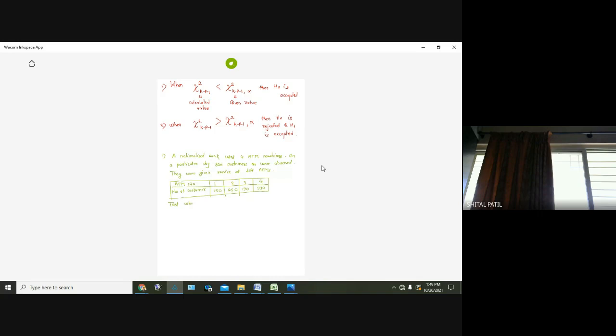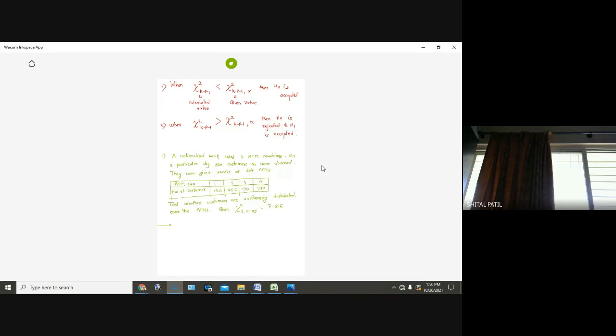Test whether customers are uniformly distributed over the ATMs. Given solution.